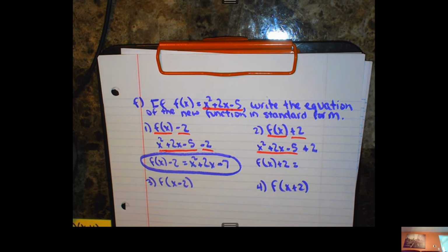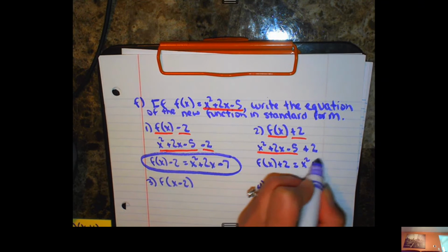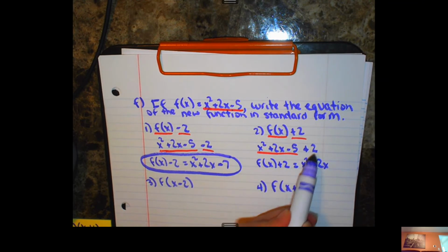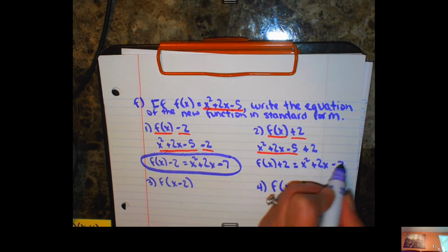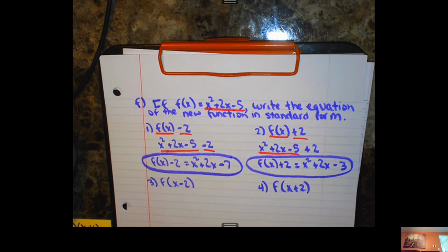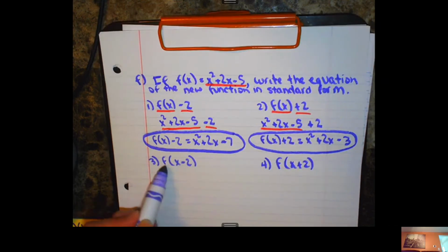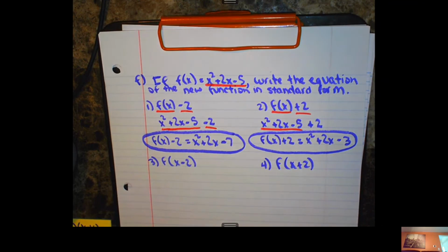Now I'm going to combine like terms. So I have x squared plus 2x. Negative 5 plus 2 is a negative 3. So my new equation would be x squared plus 2x minus 3. The next ones are a little bit more difficult. This time, if you look, we want to do f of x minus 2. So we're going to take every x and change it to x minus 2. So a little more complicated.